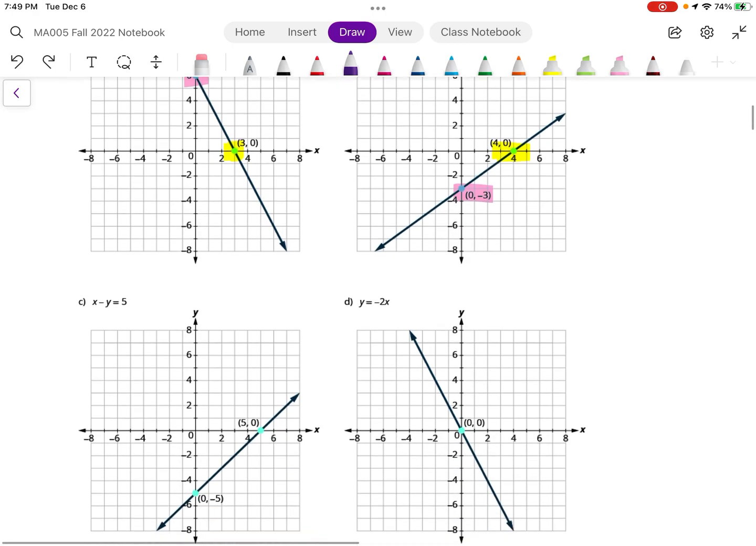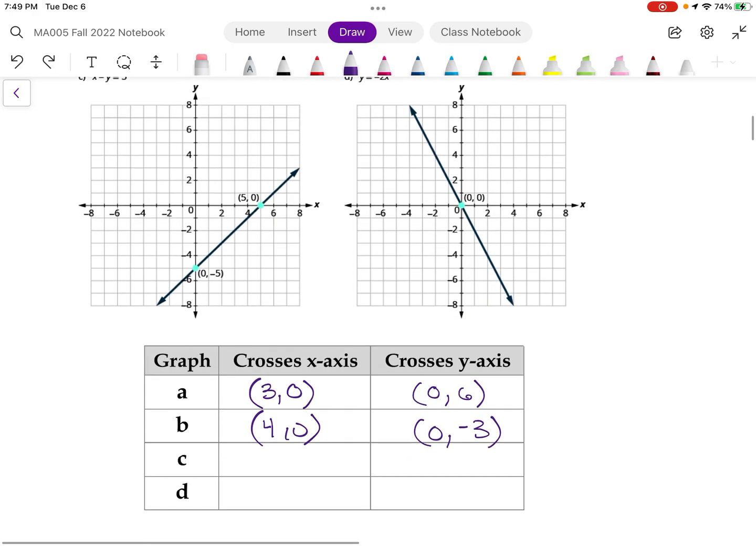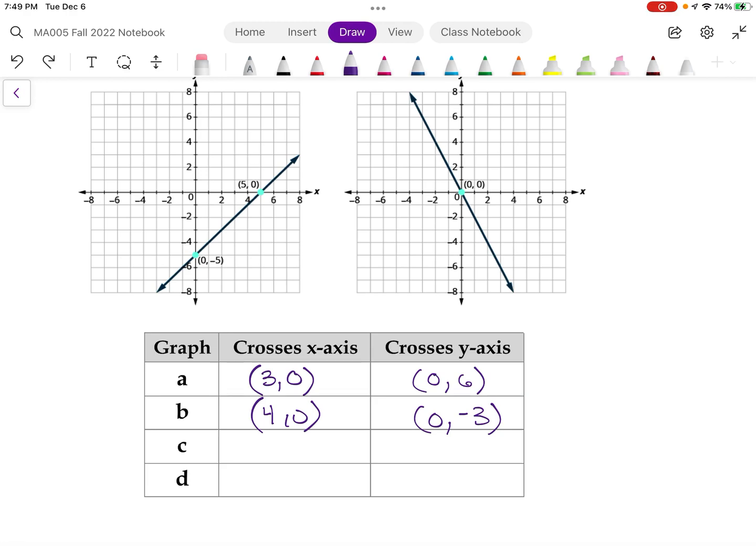All right, so let's look at C. Find the x-intercept and the y-intercept. So where does it cross the x-axis? And that is at (5, 0). So we'll put that there for graph C. And where does it cross the y-axis? At (0, negative 5).